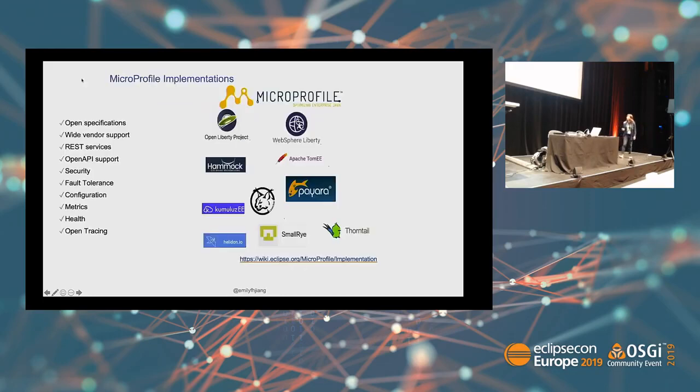MicroProfile has many implementations. At IBM, we have Open Liberty and WebSphere Liberty. Payara has Payara, Red Hat has Thorntail, and Quarkus is also trying to support MicroProfile. Oracle has Helidon, and a small company called Tomitribe has an implementation as well. So there are a lot of implementations for you to choose from. Who loves standards? Here you go. If you love standards, MicroProfile is your choice.